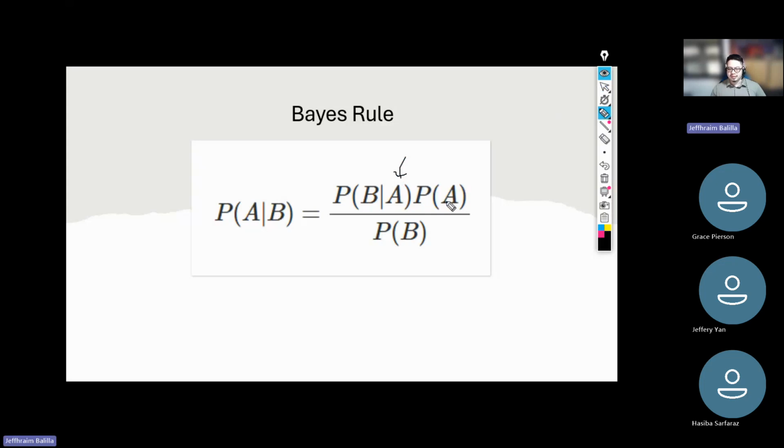And we are updating our thinking about that prior probability of A, given that we have new information coming in the form of the occurrence of B. Okay, so we are dividing that by the marginal probability of B at the denominator, which is basically a straightforward computation, right? So let's see that in action.